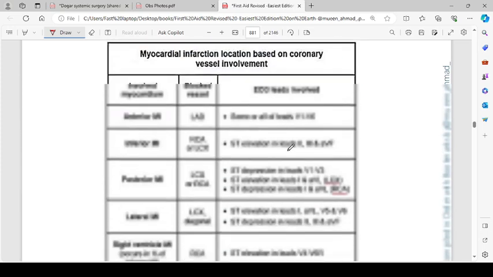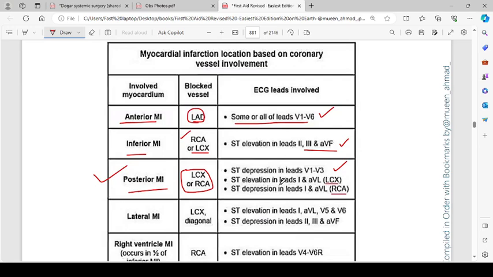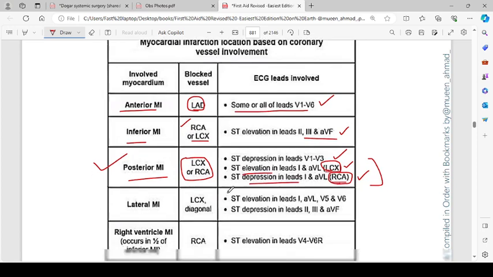ST elevation in lead 1 and aVL if it is the left circumflex artery that is blocked, and ST depression in lead 1 and aVL if it is the right coronary artery. Okay, that's kind of tricky, or maybe a thing to cram, but it's important. If it is the left circumflex artery, then ST elevation in 1 and aVL will be present. If it is the right coronary artery, then ST depression in lead 1 and aVL will be present.